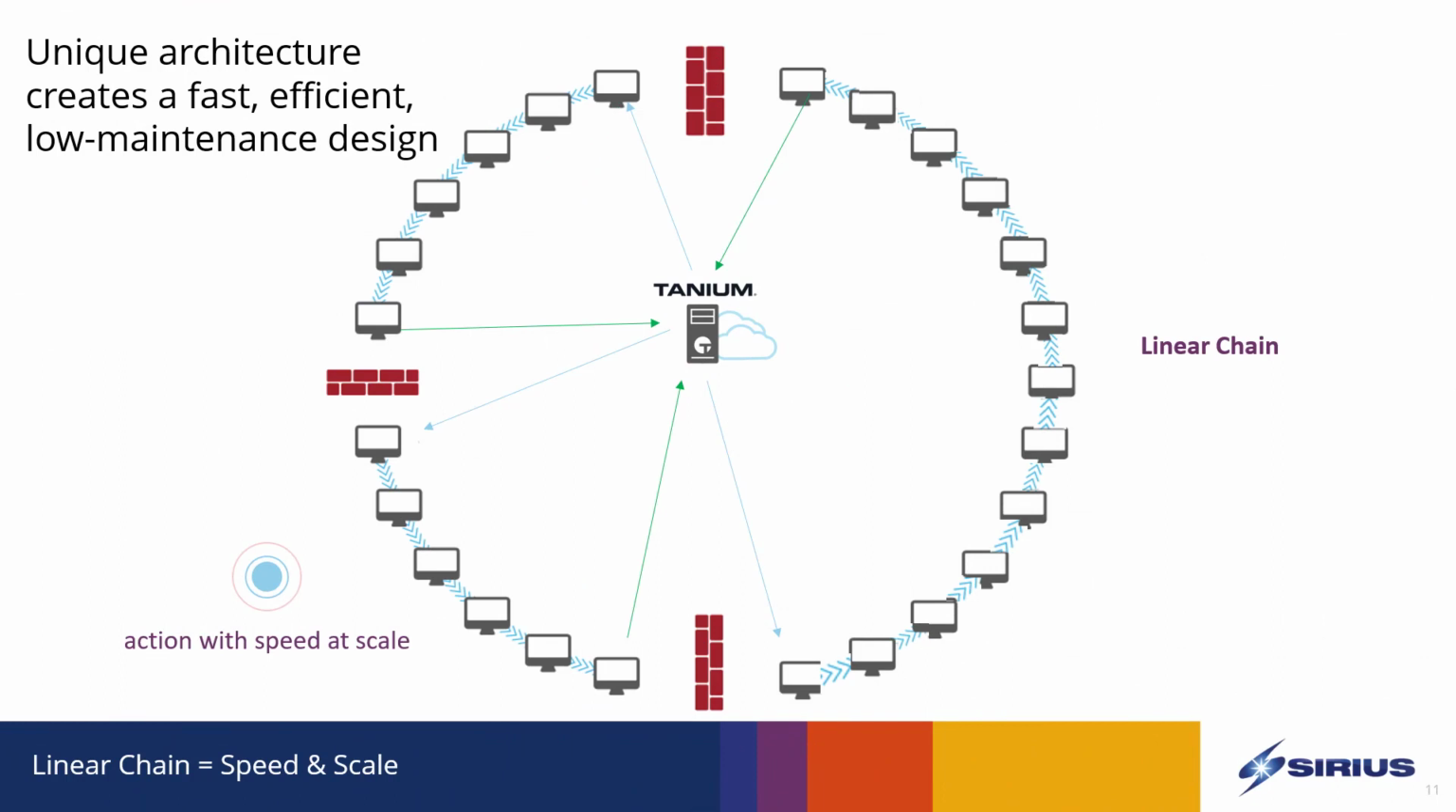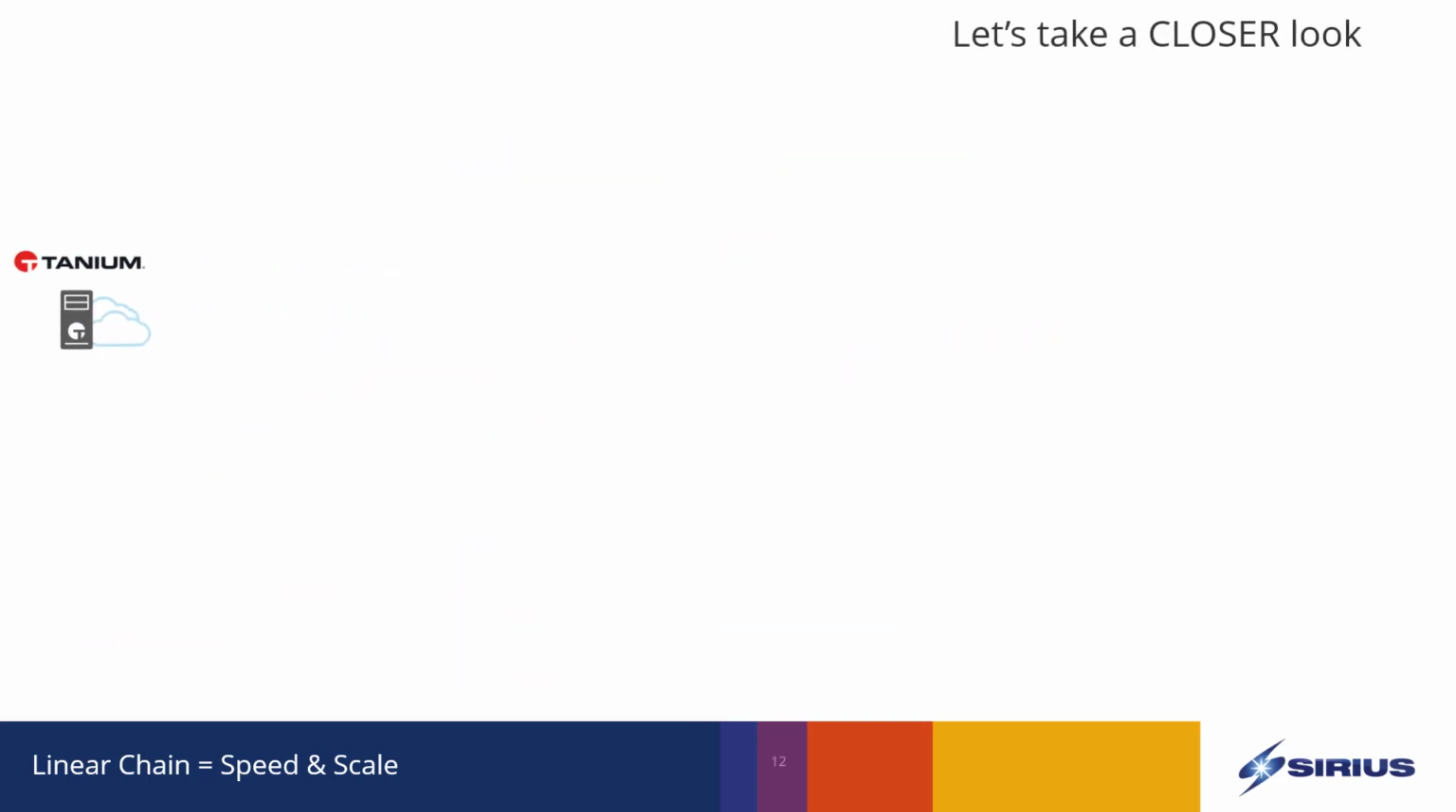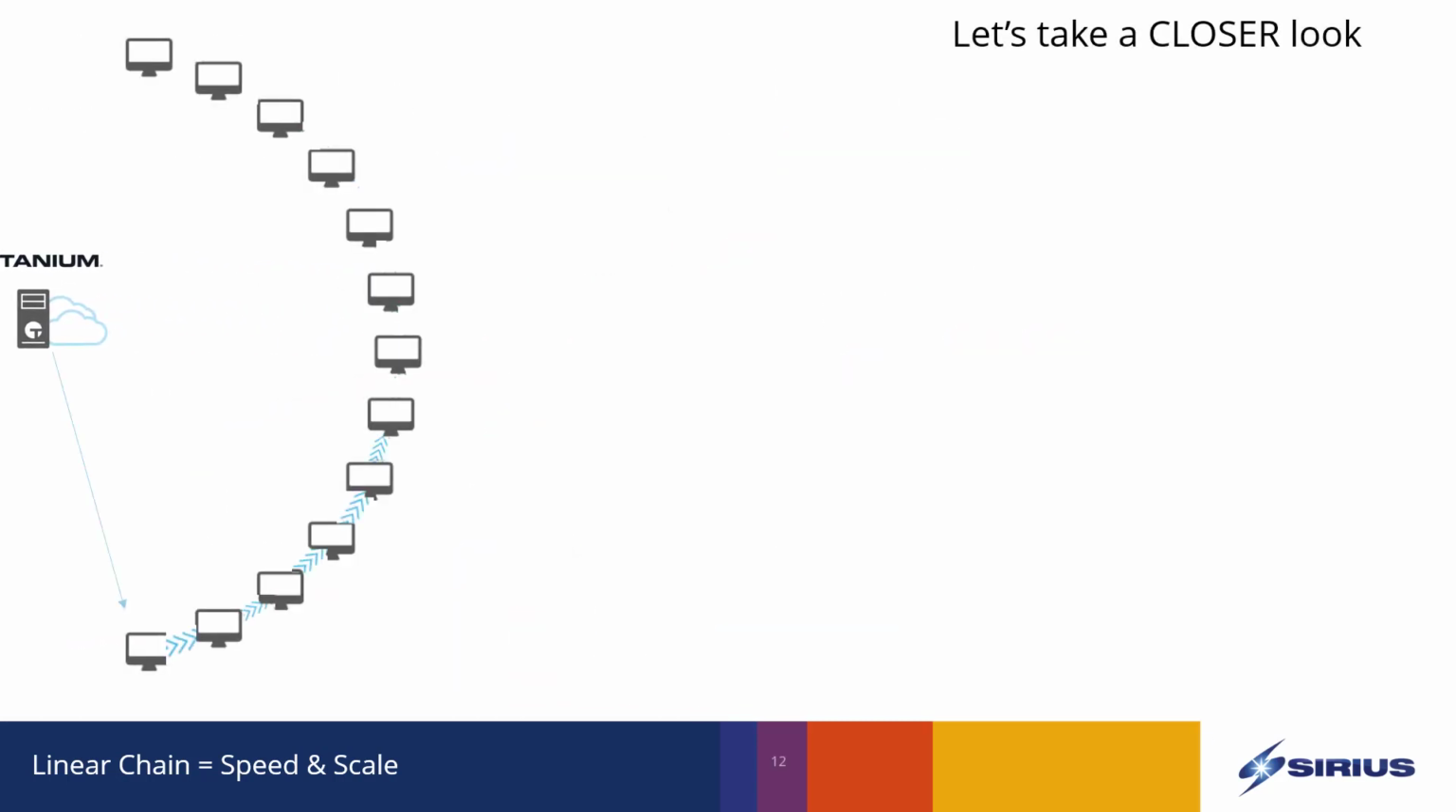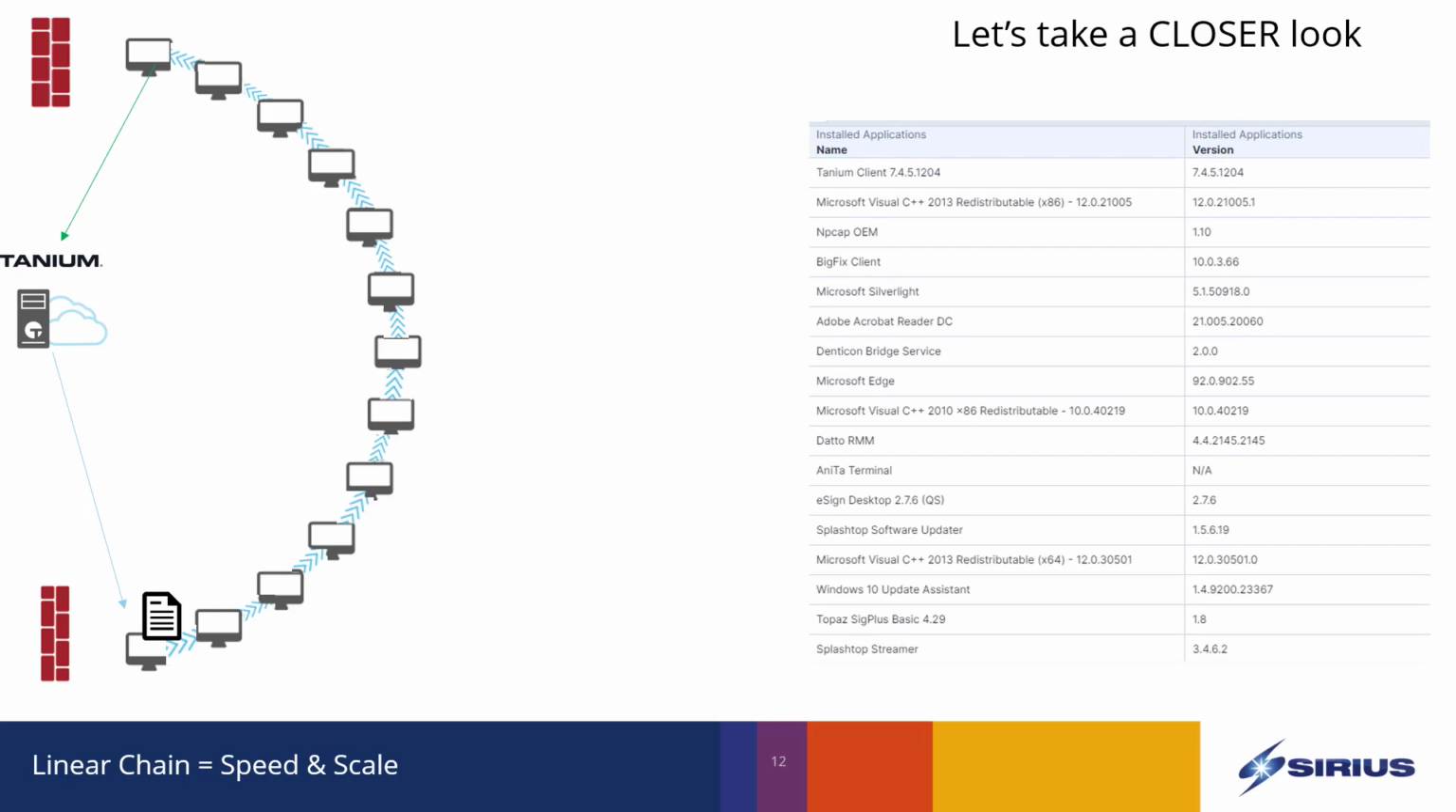So let's see if we can get our linear chain picture back in, and let's take a closer look at how this actually operates. So we're going to pull off the Tanium server. We're going to bring up just a single linear chain in your network, and we're going to take a look at this. So one of the first things that you may do is get information back, that asset management, what type of hardware you're running, your operating systems, what type of patches you need. In this example, I am going to ask our machines, what are the applications and versions you are running? And we can see this information on the right-hand side.